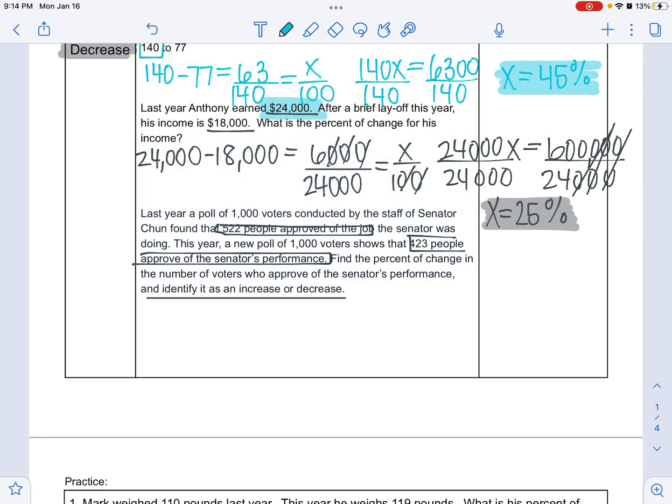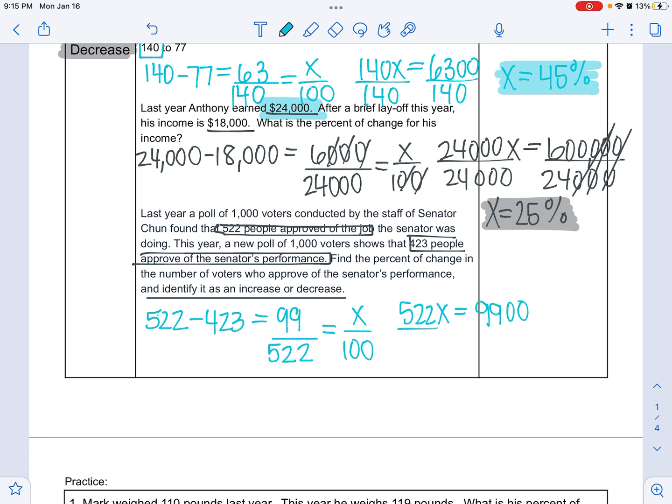So let's do our change first. We know that the original value, or first value, is 522 minus the second value of 423. So that's 99 people difference, or 99 change. The original value was the first amount of people that voted. So 522 equals x over 100. So we get 522x, and then we have 99 times 100, which gives us 9,900. And we divide by 522.